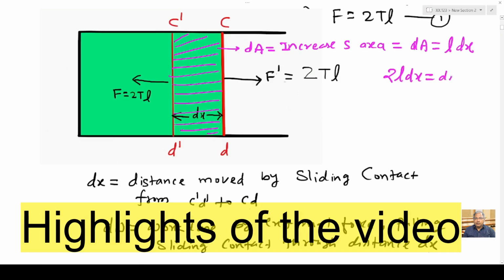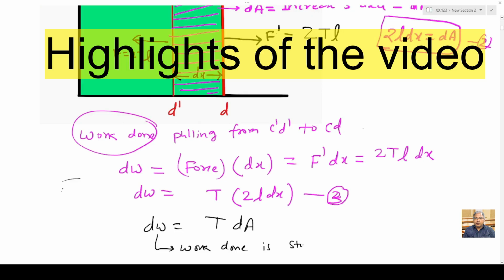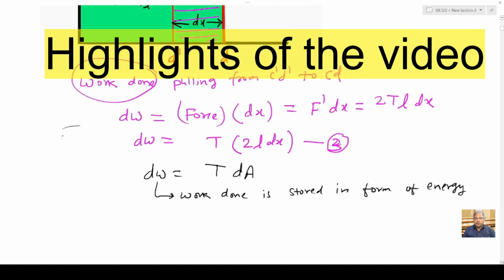So this is a total change in the surface area of the film, stored in the form of energy. Where is it stored? It is stored in the film of that liquid. And this energy is nothing but what is called surface energy.